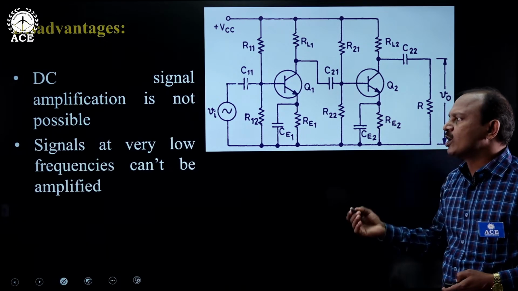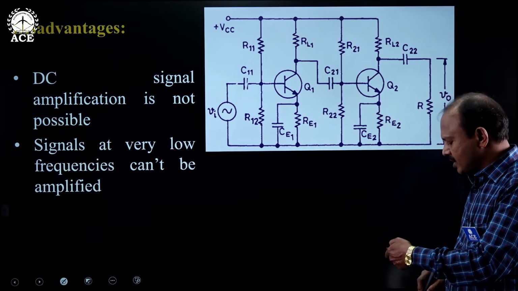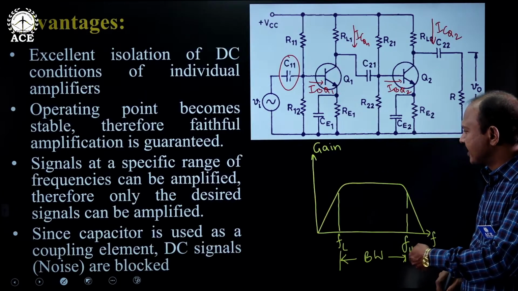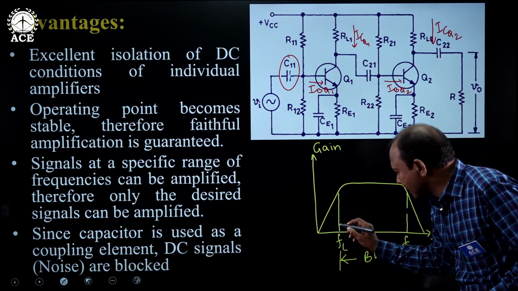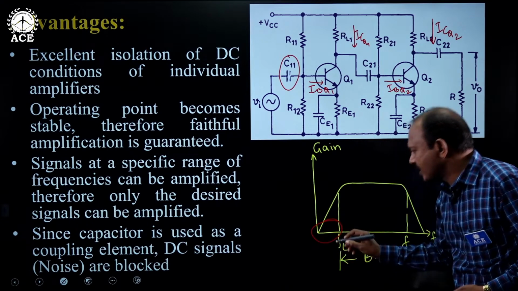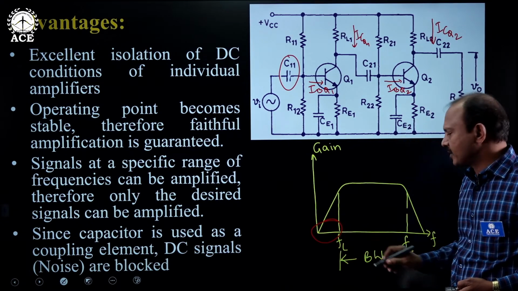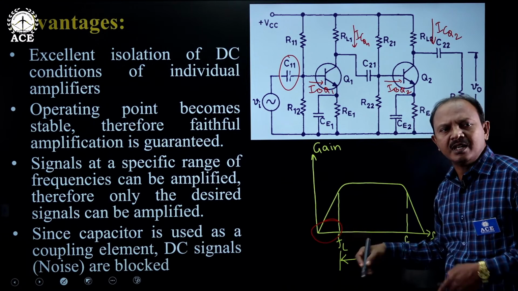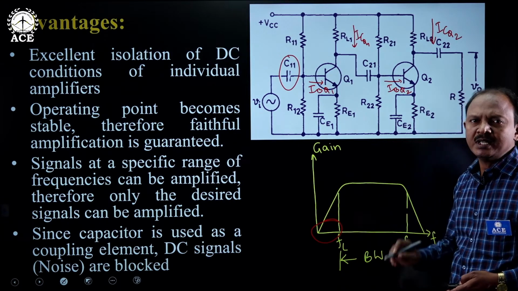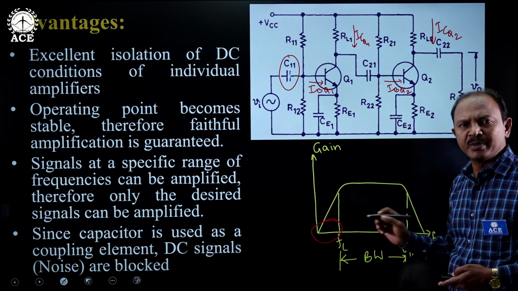And signals at very low frequencies can't be amplified. Of course, this is what we already observed in the previous frequency response. Signals in the very low frequency range cannot be amplified. Right from F equal to 0 up to FL, all the signals are being rejected. So signals in very low frequency range cannot be amplified.